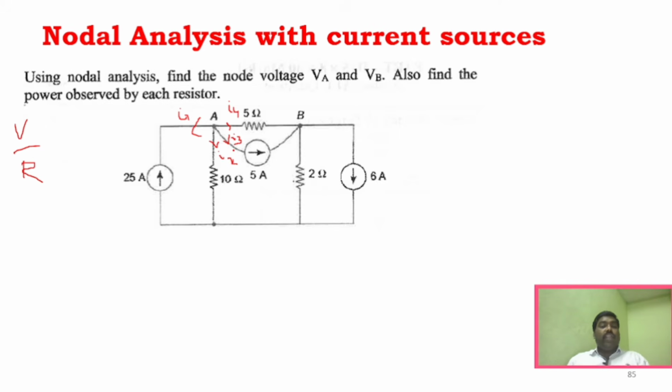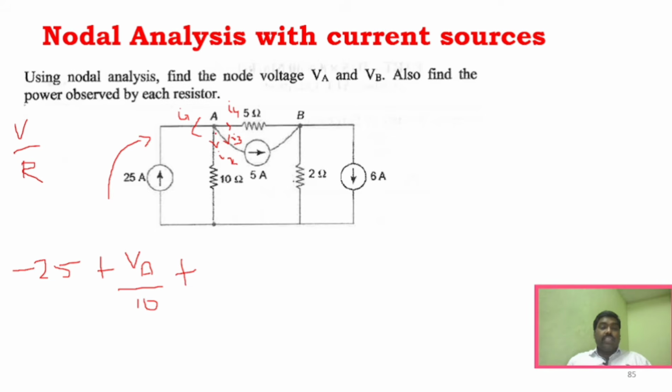Now you have to find the expression for this particular node A. I have already given in the procedure, right, that whenever there is a current source and it is towards the node, then you have to use a negative sign. So you can see here the current is towards A, so it is minus 25, right? This branch is over, and in this branch there is no source here, so you can take it as plus VA divided by 10.